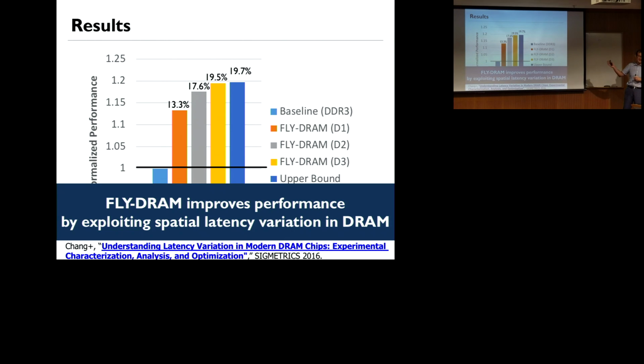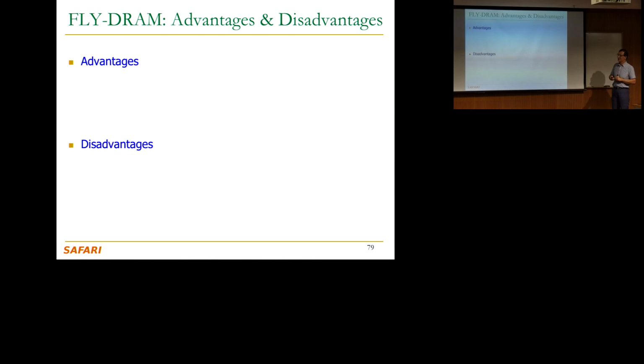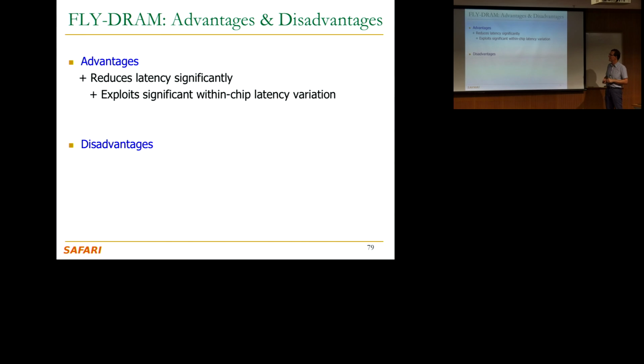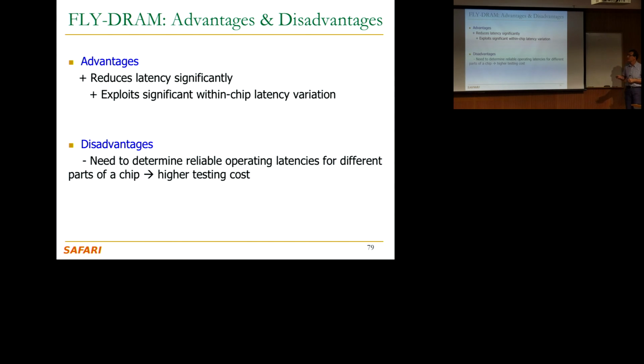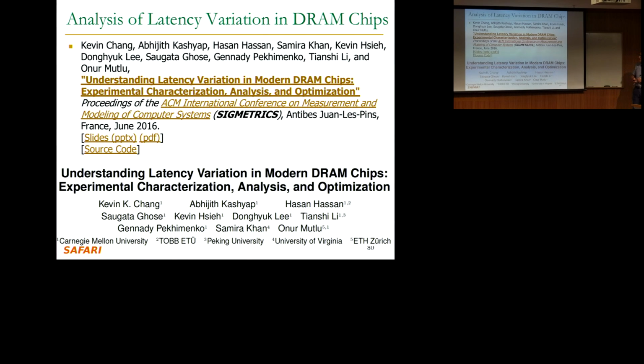Okay, basically the key takeaway is you can improve performance by exploiting spatial latency variation within DRAM. I think there's more to do in this area to make these implementable. So advantages, you get even more latency reduction beyond adaptive latency DRAM by exploiting within-chip latency variation. The disadvantage is even higher testing cost, as you can see, and more complexity. I say slightly over here, so it really depends. And this is the paper that describes a lot of what I just said.